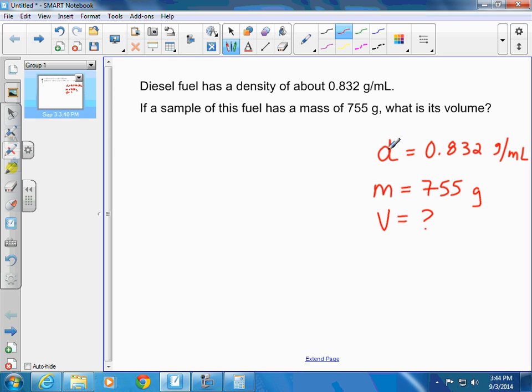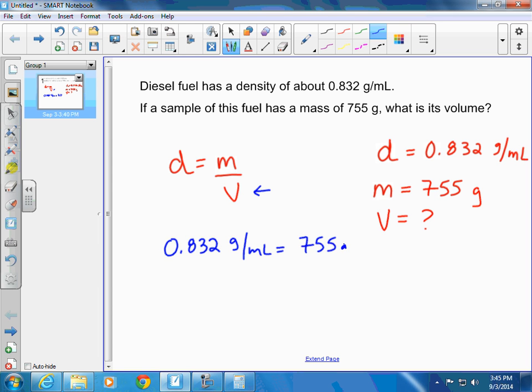Over here, I'm going to write the density equation, which is d equals m over v. Now, for this type of problem, when we plug everything in, what you'll see is that our variable ends up in the denominator rather than the numerator. So we're going to have 0.832 grams per milliliter is equal to 755 grams over the volume, which is our variable v.